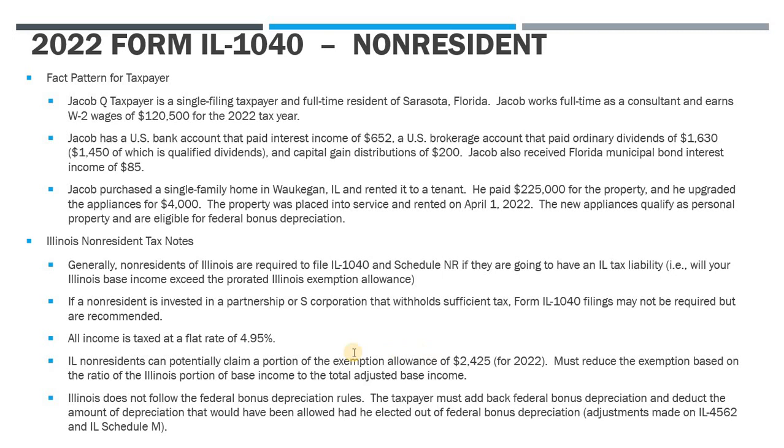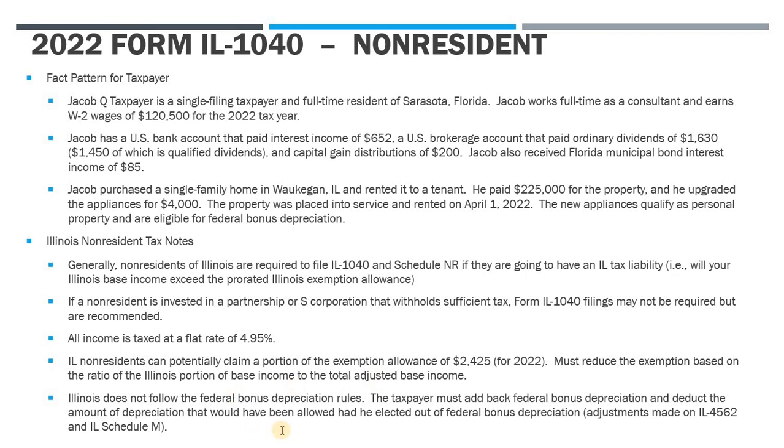Now, for the personal exemption, Illinois residents get an exemption allowance for $2,425. That's the rate for the 2022 year. Non-residents can claim the same exemption allowance, but it's reduced. You have to reduce the exemption allowance based on the ratio of your Illinois source income to your total income, and we'll see what that computation looks like later.